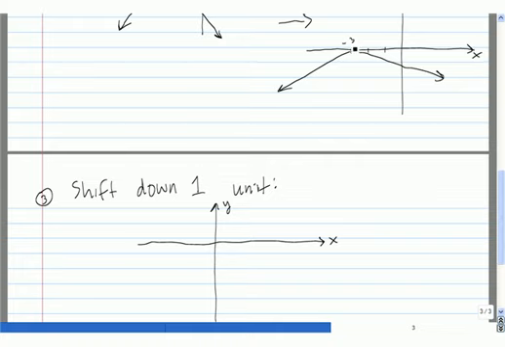Okay, so we take this vertex, which is at the point -3, 0. The x-coordinate's going to stay the same because we're shifting down. So we know our x-coordinate's still going to be at -3. But instead of the y-coordinate being 0, it's going to be shifted down to -1. So there's the vertex. And we can just finish with this wider graph here.